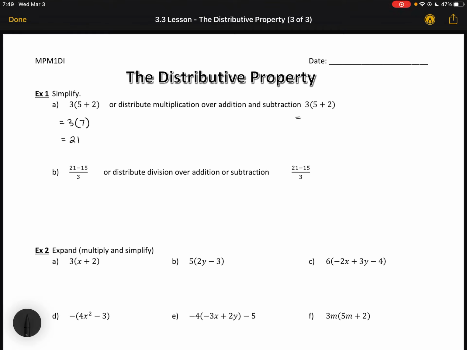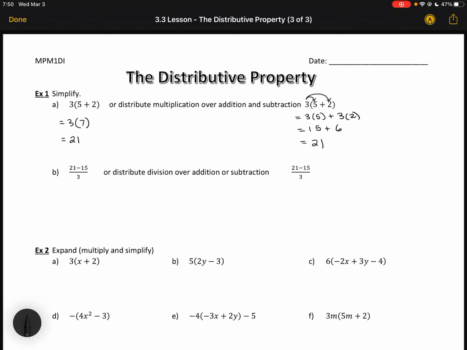We could also distribute the multiplication over addition and subtraction. So we are going to take the 3, multiply it by 5, and multiply it by 2. So we write this as 3 times 5 plus 3 times 2. Now we've got 2 multiplication questions to do. So 15 plus 6, which also gives us 21.